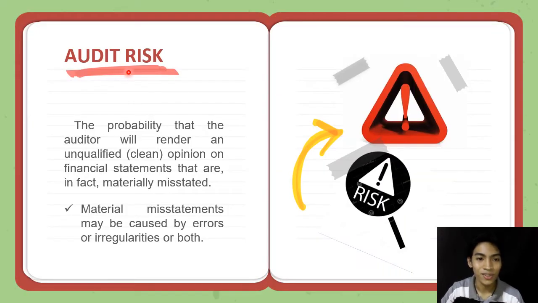Now let's dive in first to the definition of audit risk. Audit risk is the probability that the auditor will render an unqualified opinion on financial statements that are in fact materially misstated. Material misstatements may be caused by errors or irregularities or both. Errors are unintentional mistakes. Irregularities are intentional misrepresentation associated with the commission of a fraud, such as the misappropriation of physical assets or the deception of financial statement users.